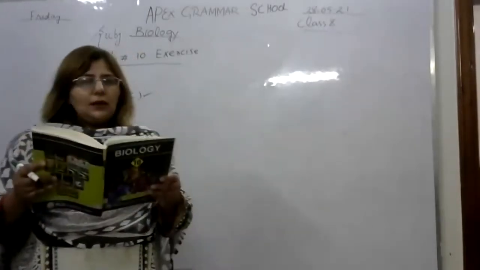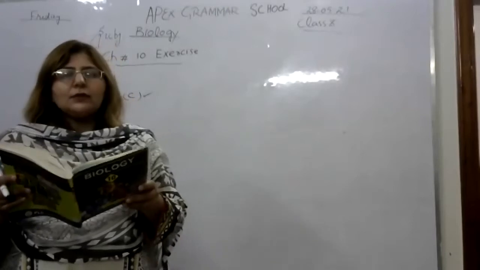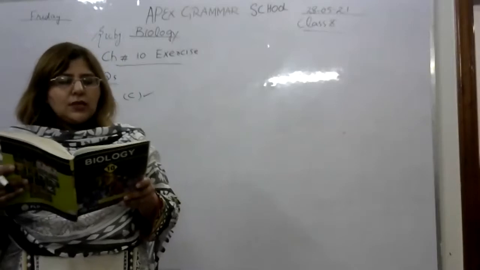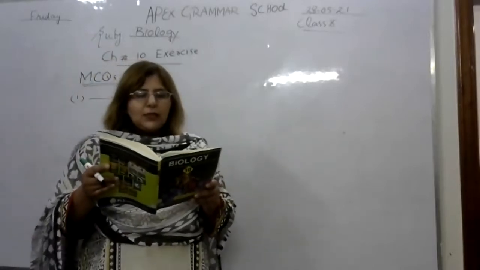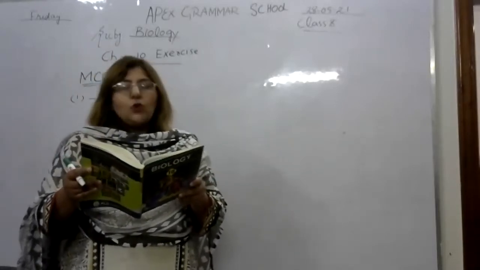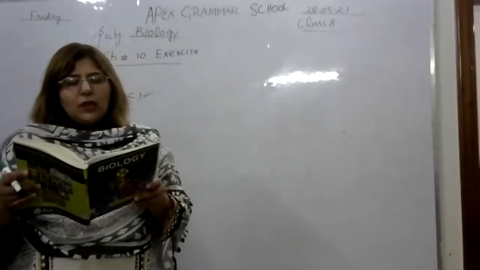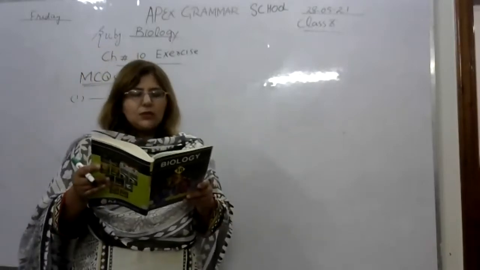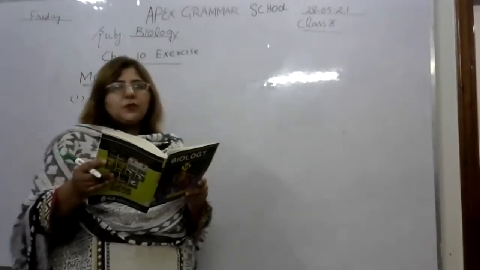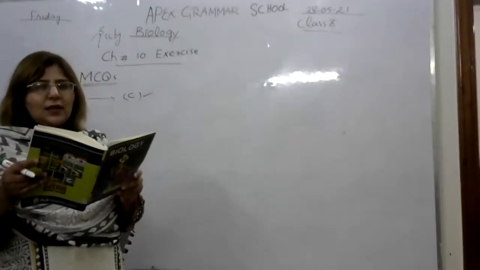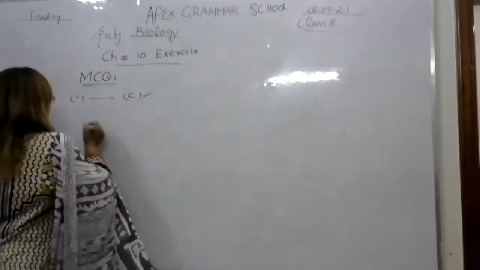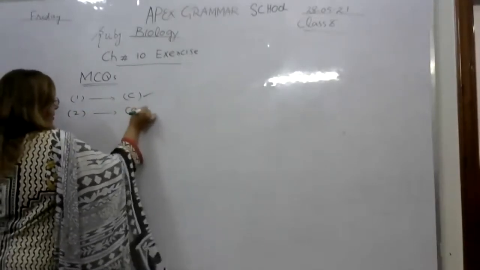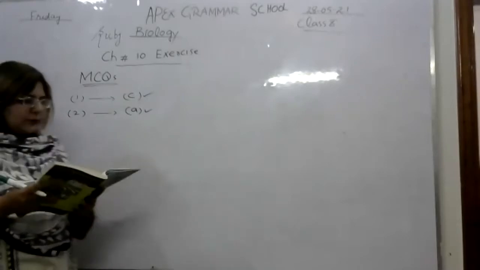Now we will see the options. Option A is stomata. Option B is general surface. Option C is cuticle, and option D is lenticels. So the question is that most of the gaseous exchange. I have told you most of the gaseous exchange in a leaf occurs through option A. Option A is the right answer, stomata. Question number 2, option A is the right answer. So take it in your book.